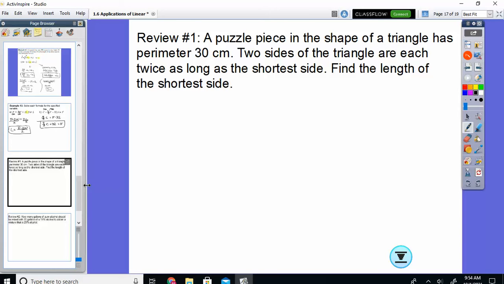We have a puzzle piece in the shape of a triangle, has perimeter 30 centimeters. Two sides of the triangle are each twice as long as the shortest side. Find the length of the shortest side. So what should we do? Alright, we have a triangle. I'm comparing them to the shortest side. I don't know the length of my shortest side, so that would be my X. The others are twice as long as that, 2x. So each of those would be a 2x.